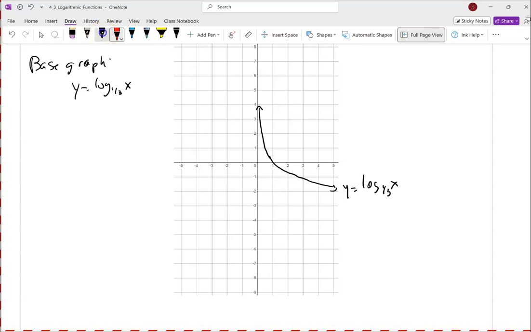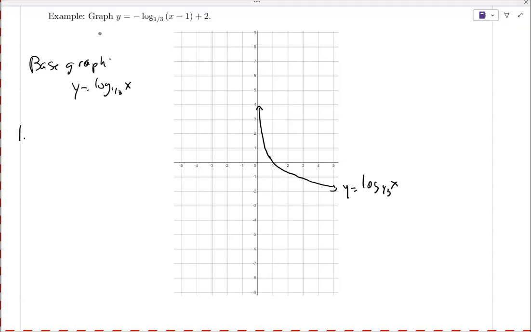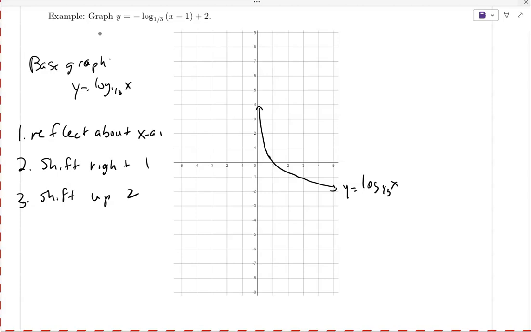Now what transformations do you see? Yeah, there's a shift right 1. What else? Shift up 2. What else do you see? Yeah, the reflection, which way? Yeah, it flips it top bottom, right? It's on the outside, so it affects the y's. So we'll have a reflection about the x-axis. So we have 3 transformations in this case. We've got a reflection and a shift and a shift.